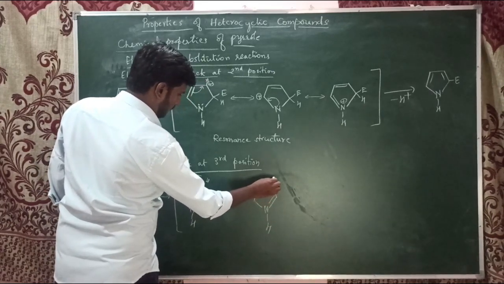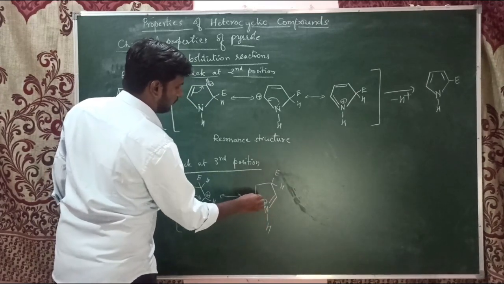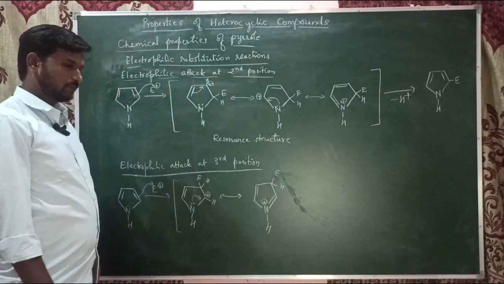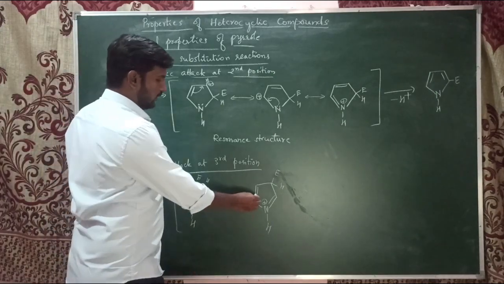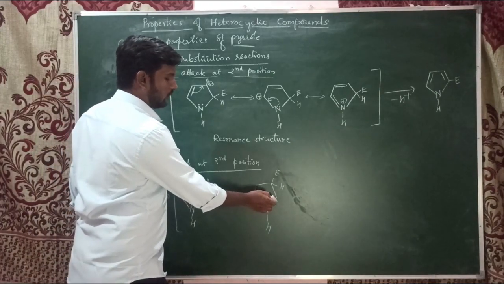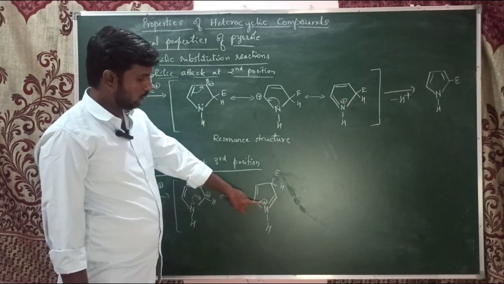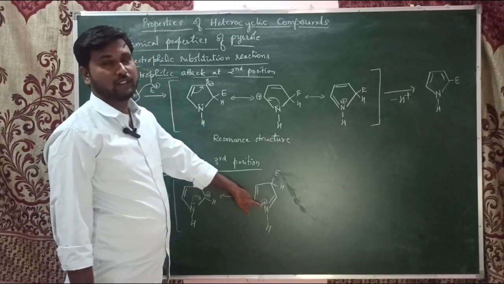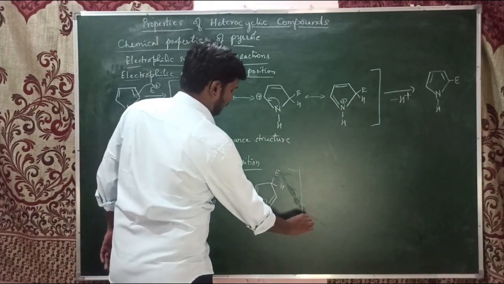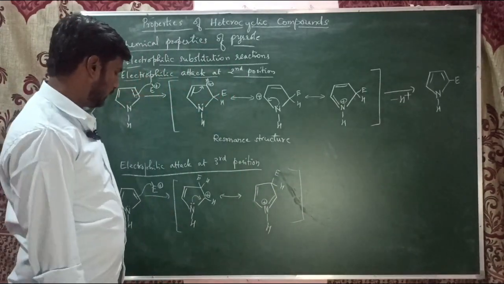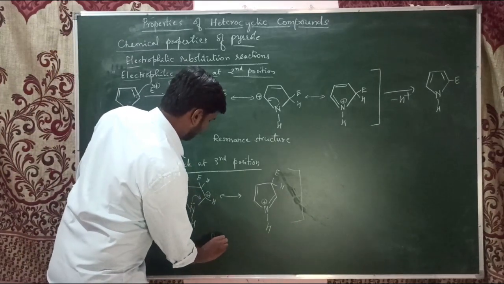Double bond, electrophile and hydrogen. This nitrogen gets the positive charge. But here this cannot give electron, because already around nitrogen we have 4 bonds. If it gives electron, the positive charge will not move, because that would make 5 bonds, and 5 bonds cannot be possible in nitrogen. So that's why we see only 2 resonance structures when the electrophile attacks at the third position. So these 2 are the resonance structures.